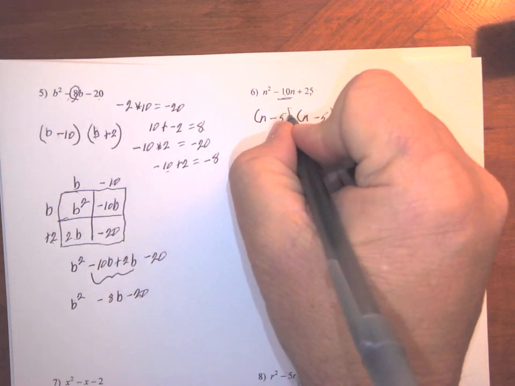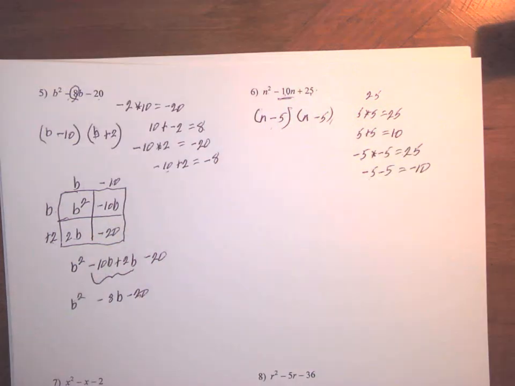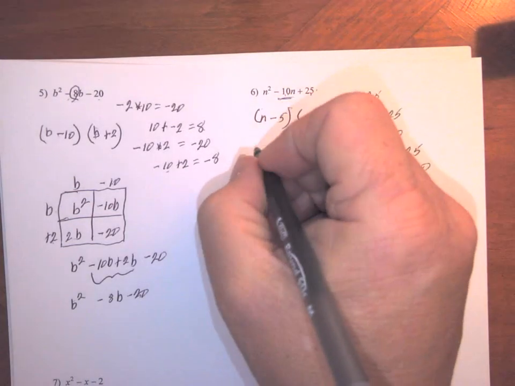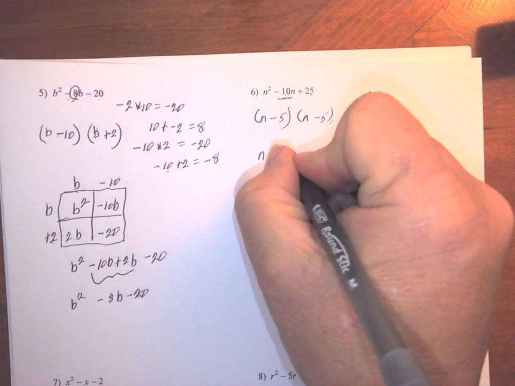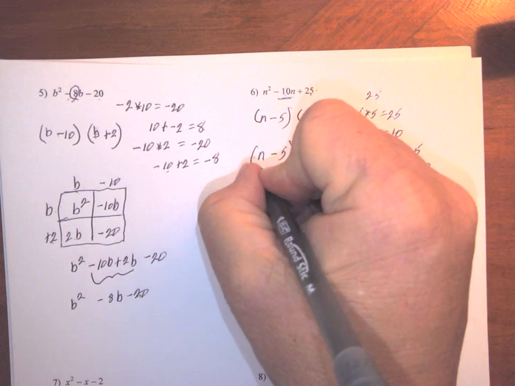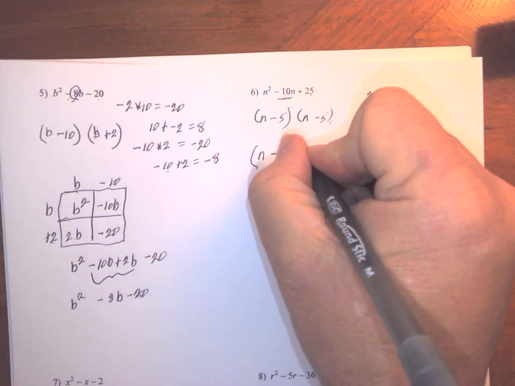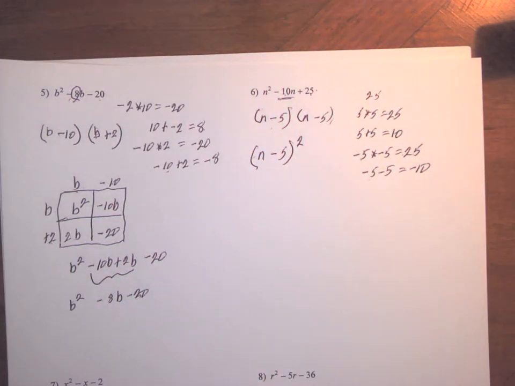But what do we say about something that's multiplied times itself? Something times itself is squared. So we can end up with n minus 5 and simplify it and just say it's n minus 5 squared. Simpler answer. All right. And let's look at number 7.